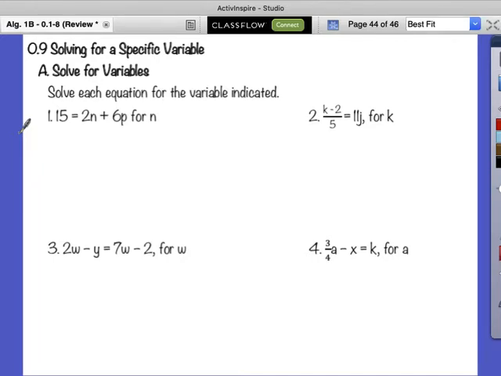Next VBA, students will be able to solve equations for a specific variable, 0.9. What else does it say? Test next Wednesday. Heads up, next Wednesday we'll be testing, a week from today, okay? We'll be reviewing on Monday, testing on Wednesday.